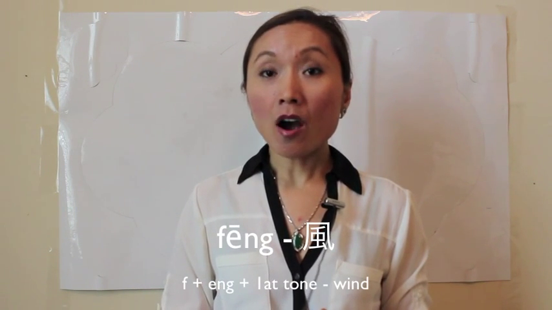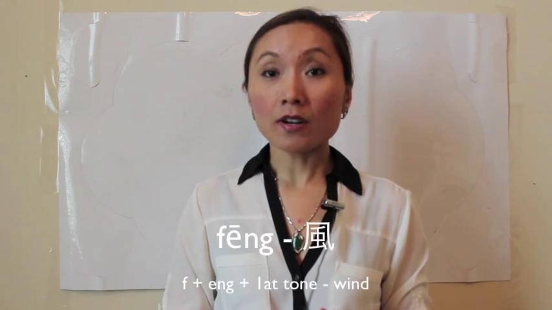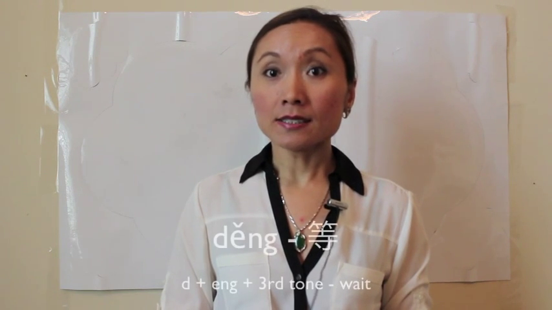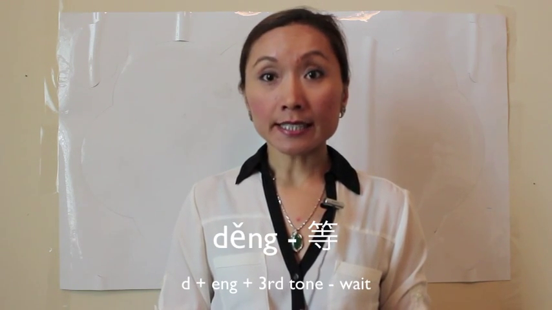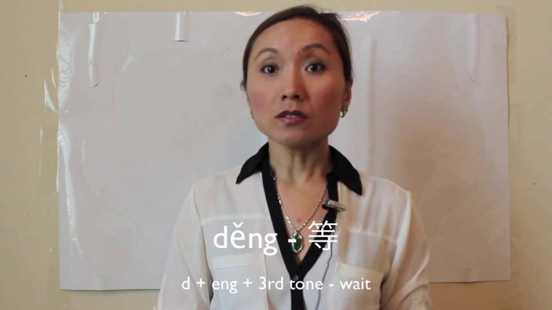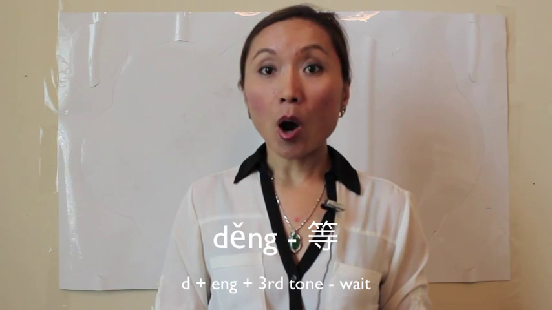F is the initial, eng is the nasal final with the first tone. Feng. How do you say to wait in Chinese, which is 等? D is the initial, eng is the nasal final with the third tone. 等. I know this one is a little bit hard because we don't have a similar eng in English, but just repeat after me or repeat this video a couple of times and you'll be okay.